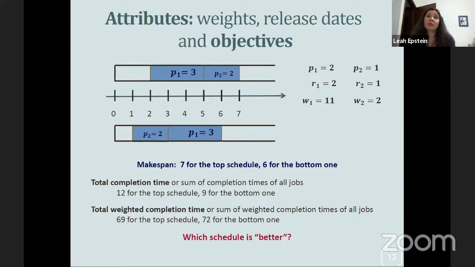Then we can compute the total completion time, the sum of completion times, which is 12 in the top, 7 plus 5, and less in the bottom, 6 plus 3, 9. So it seems that the bottom one is winning. But then if you add the weights, then suddenly the top one can win, because maybe not always, but here you can add the weights in the way that you want, and you end up with a better schedule on top. So when we compare schedules, it also depends on what we are trying to achieve.